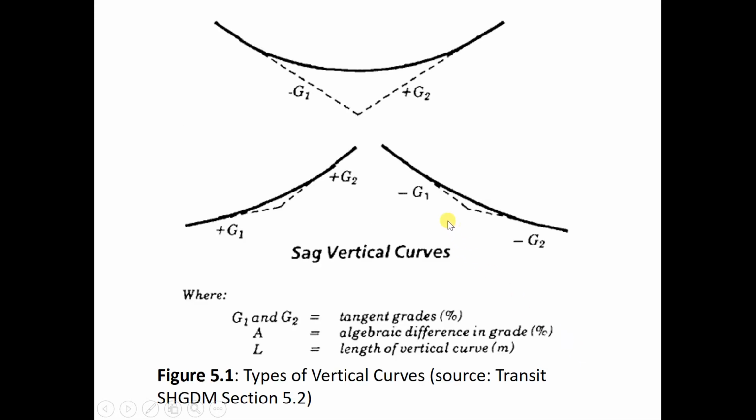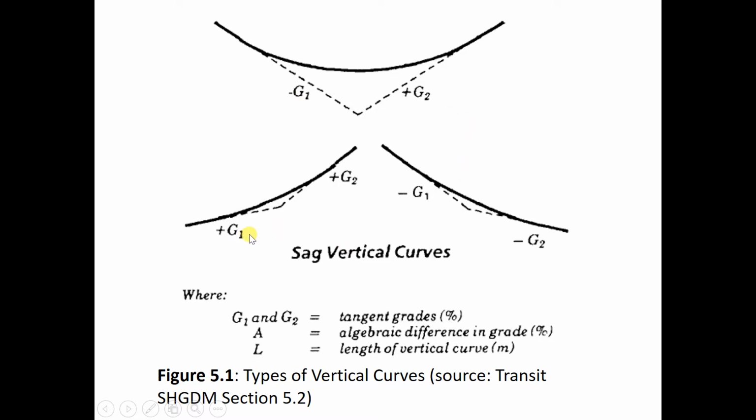The concave one is a sag vertical curve. It's going down the valley, and in the first case it's going down and then going up. So minus G1 plus G2.